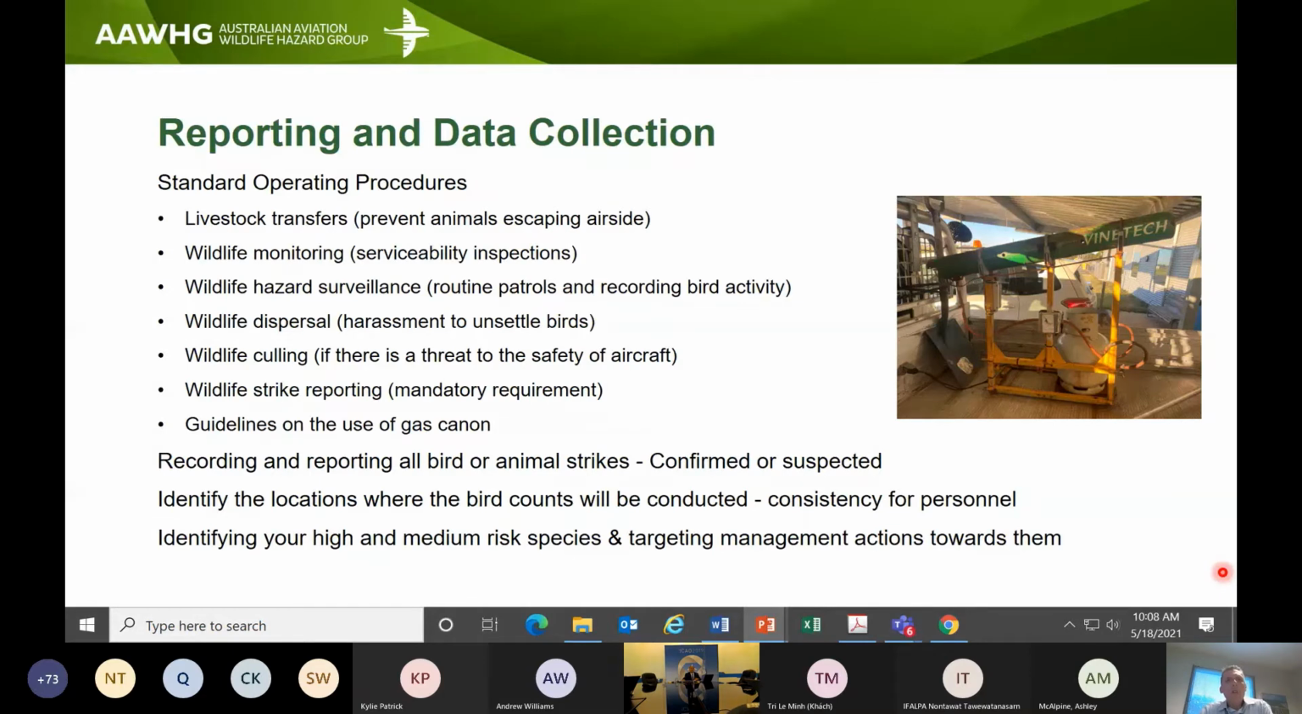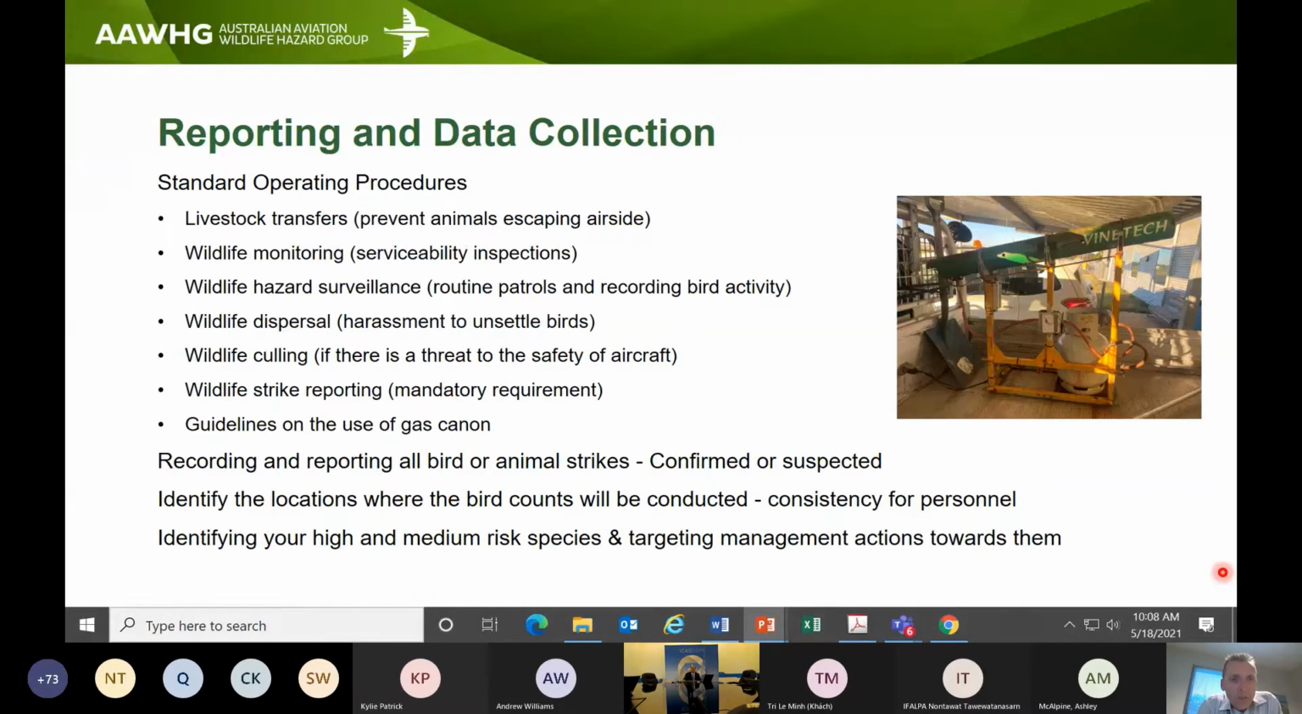So reporting and data collection. At Sydney, I've listed all our standard operating procedures that you see there on the slide. So we deal with livestock transfer. So we do have some livestock, and we do have racing horses that come through Sydney Airport. We look at wildlife monitoring, our serviceability inspections, wildlife hazard surveillance. So it talks about routine patrols and recording bird activity. Our harassment techniques under wildlife dispersal.